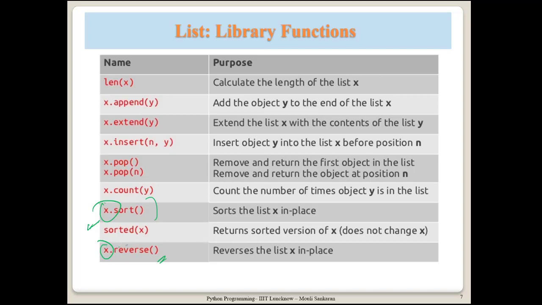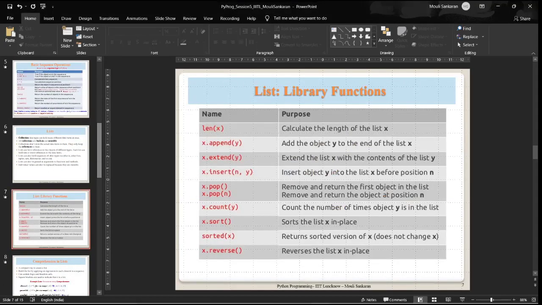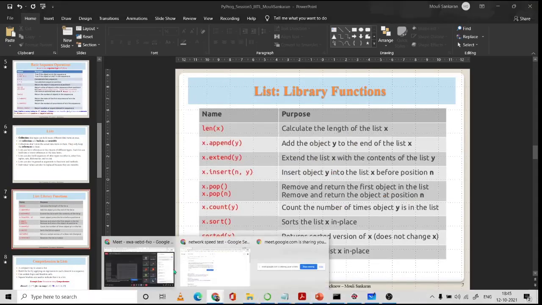If it is sorted and x, that means what is returned is a new list which is sorted, but the original x is not modified. That means the list with this ordering is not modified. You get a new order based on whatever logic that sorting is done. Okay, so I will not go further. Comprehension is later on. Let me see if there are any questions so far.